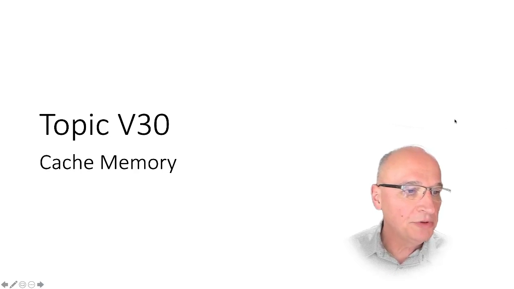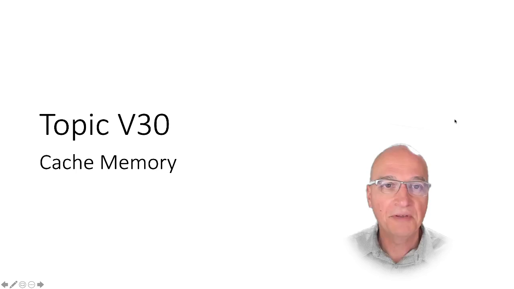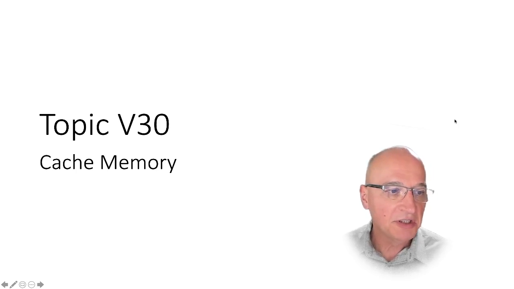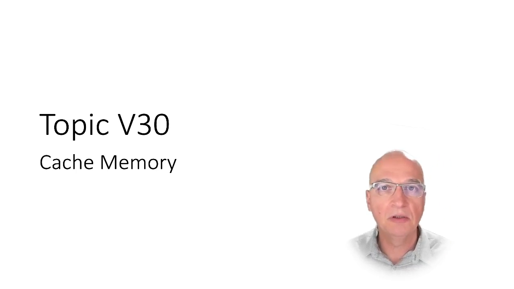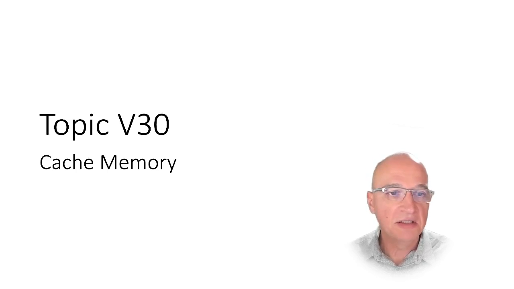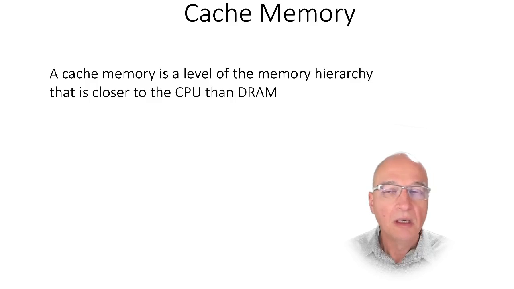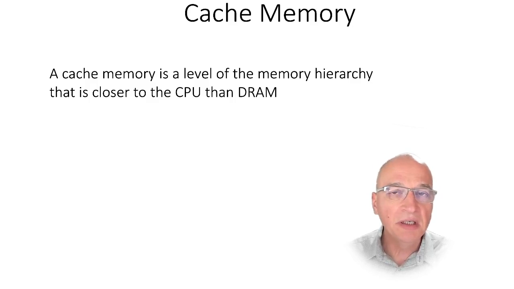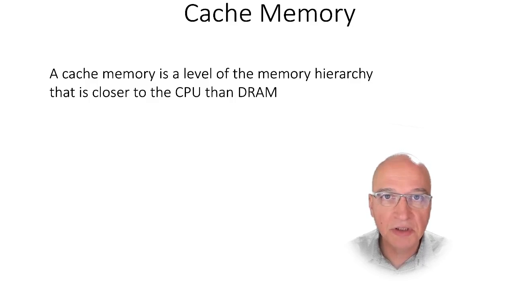In this lecture, we'll discuss the design of cache memory, which is the most important component in the design of a memory hierarchy for a processor. So a cache memory is a level of the memory hierarchy that is closer to the CPU than the DRAM memory.